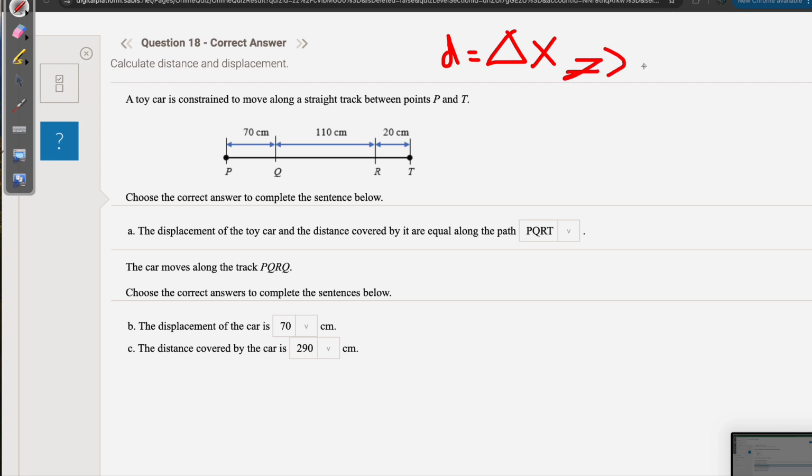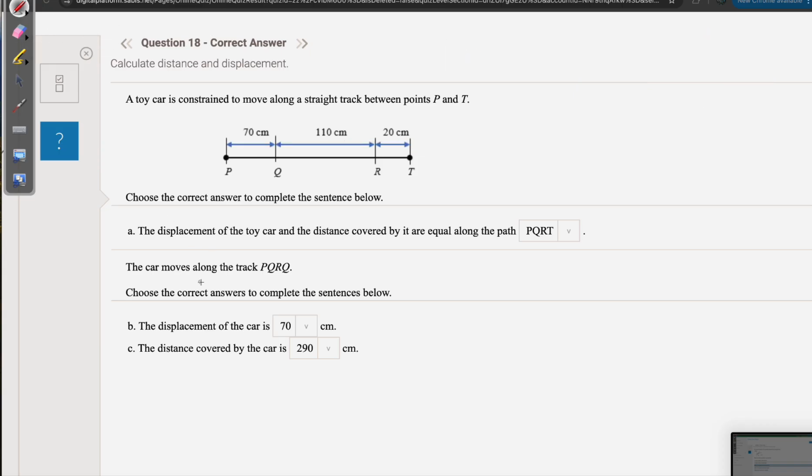The path should be a straight line. Just put straight as st. Straight line and same direction. So in this case, simply PQRT is a straight line, and the displacement and the distance would be in the same path basically. Okay.